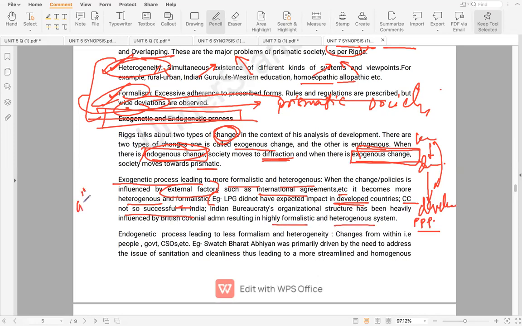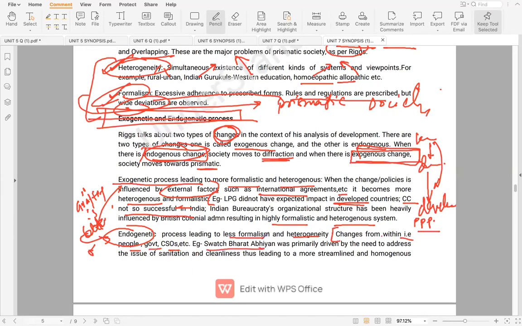Here, you can directly use that keyword wherein we say that drafting is better than transplantation. And we know that transplantation would be exogenetic, however, drafting would be endogenetic. Right. So endogenetic processes lead to less formalism and heterogeneity. Why? Because changes from within are observed. That is, people, government, citizens, or civil society organizations themselves bring about change.